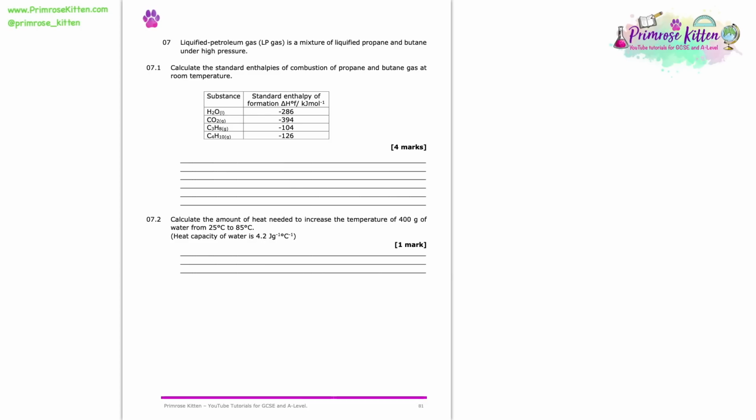Liquefied petroleum gas is a mixture of liquefied propane and butane under high pressure. Here we're asked to calculate the standard enthalpy changes of combustion of propane and butane gas at room temperature. We're given a collection of all of these different standard enthalpy changes of formation for water, carbon dioxide, propane, and also butane. To do this, we need to start with balanced equations, and we're going to do these separately. We're going to first start with propane, and then we'll do it for butane.